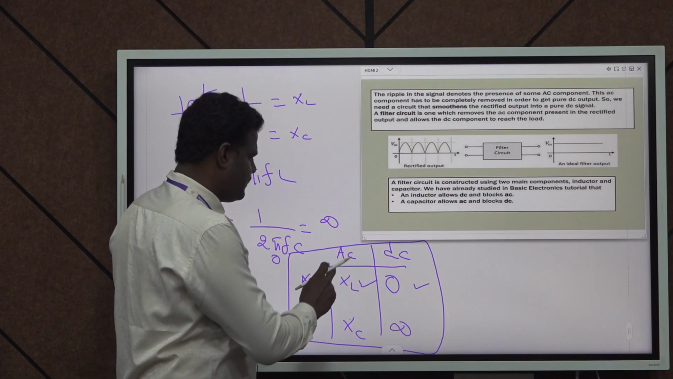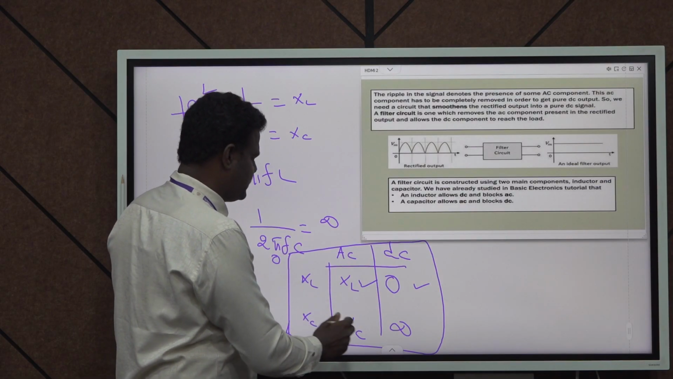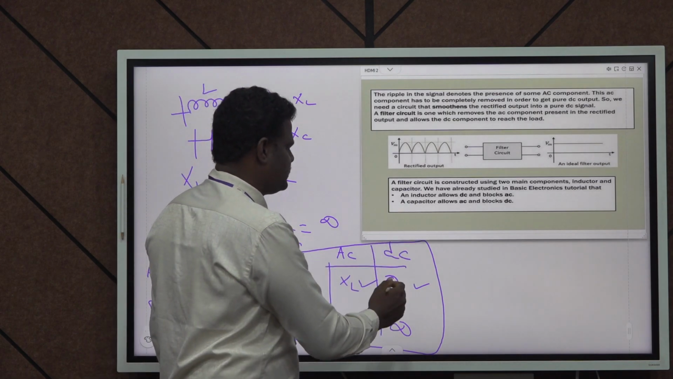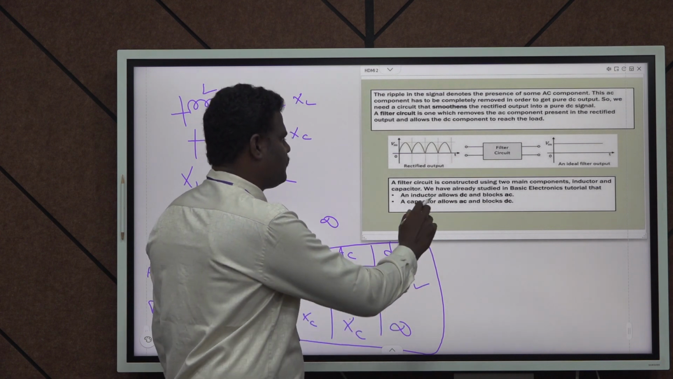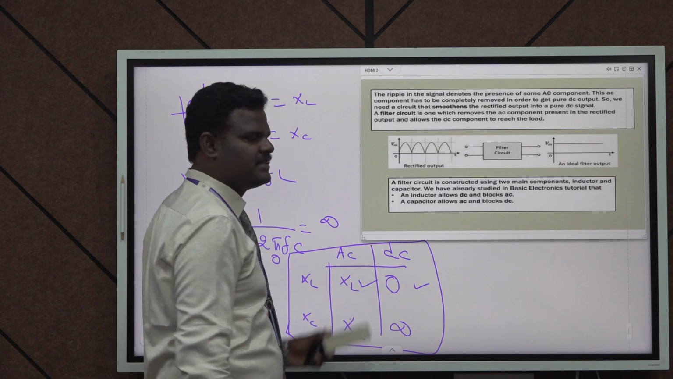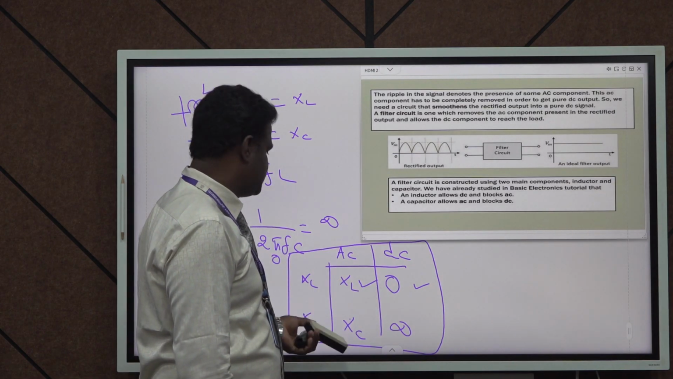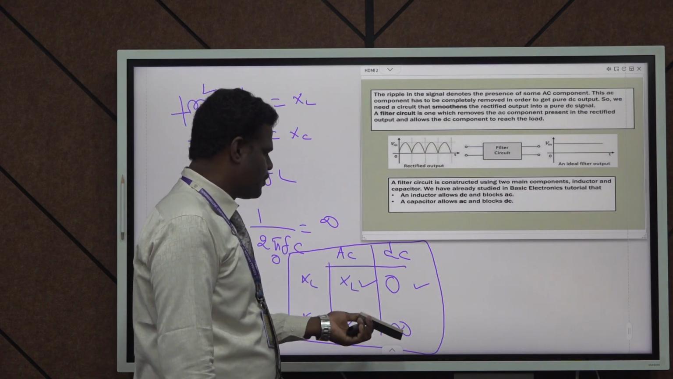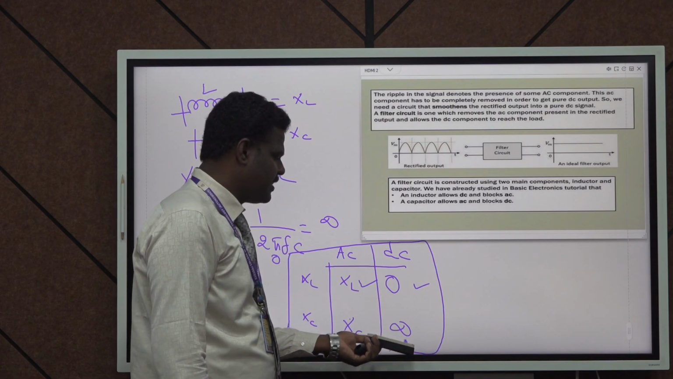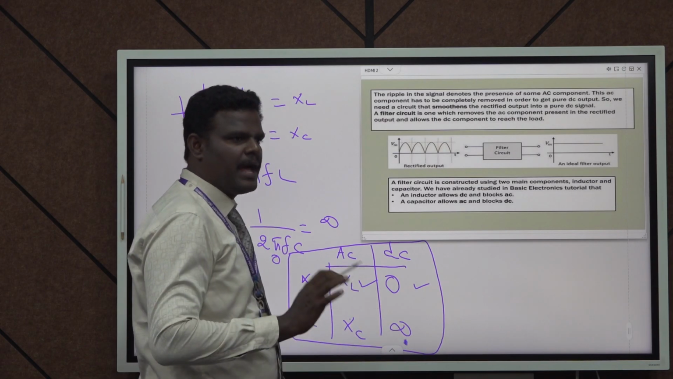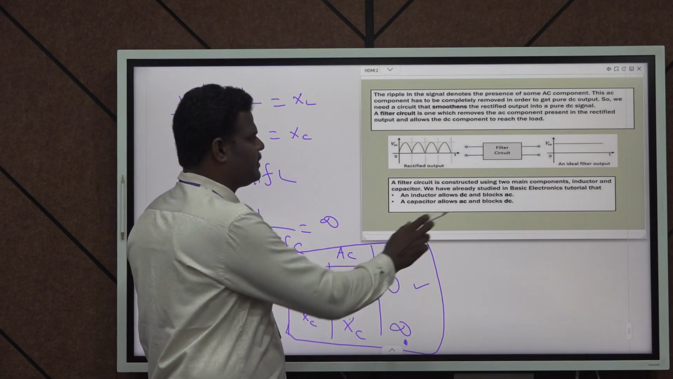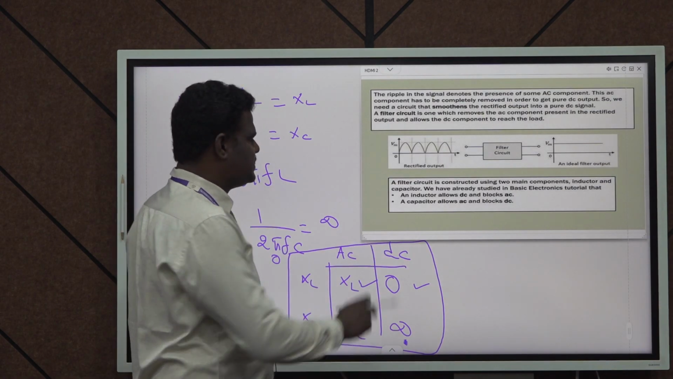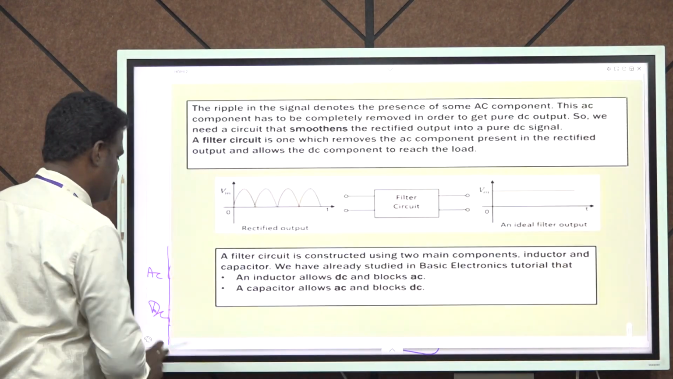And in case of a capacitor in AC, capacitive reactance Xc will be present. So, an inductor allows DC because the opposition factor is 0. Therefore, it allows DC and blocks AC because we have an XL value. Then if we consider the capacitor, the capacitive reactance Xc in a DC circuit offered by the capacitor is infinite. So, it blocks the DC current, and it allows AC. This property is very much essential to understand the filter circuit.